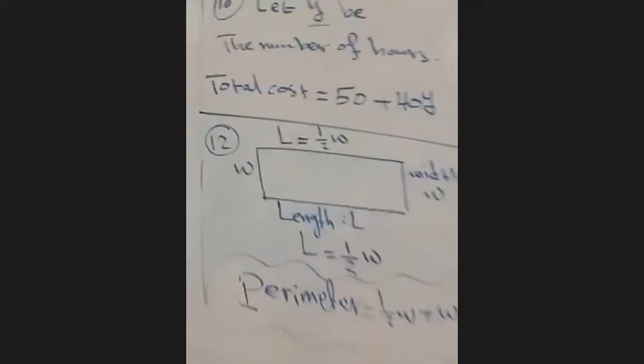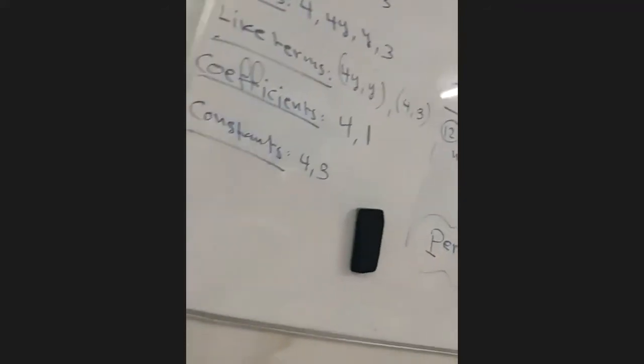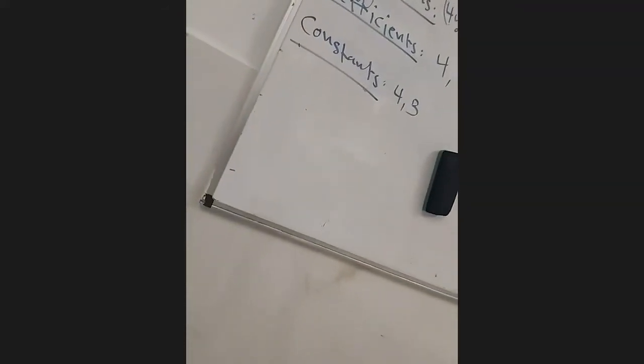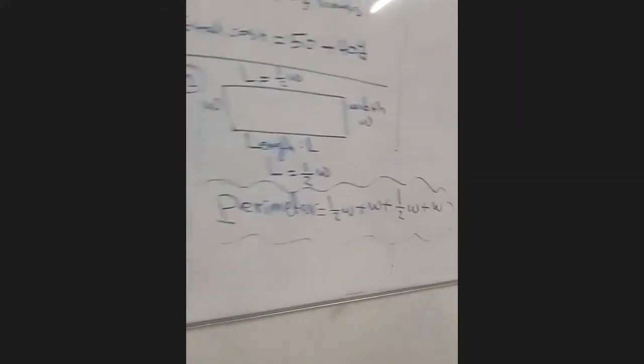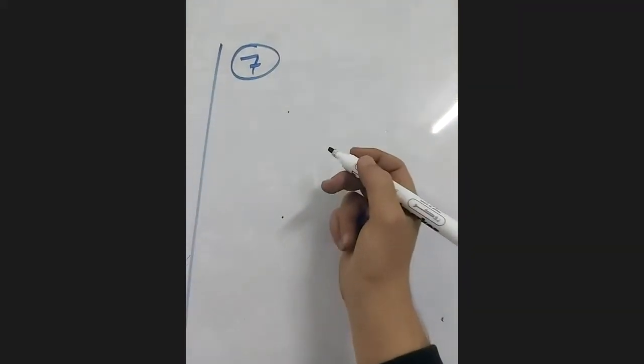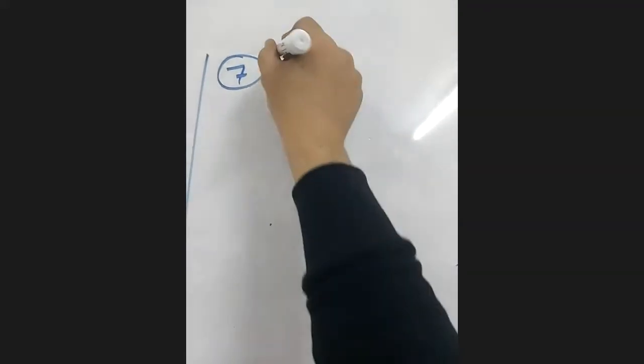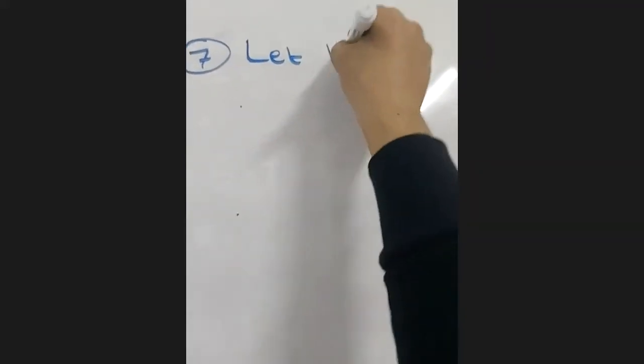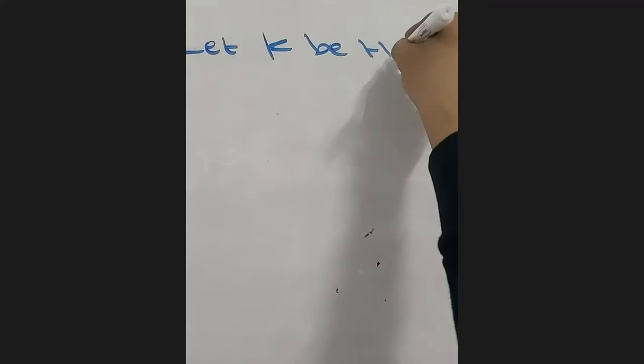Read, yes, mister. One third the number of yards. One third the number of yards. What's the unknown value here? Number of yards. Let K be the number of yards.